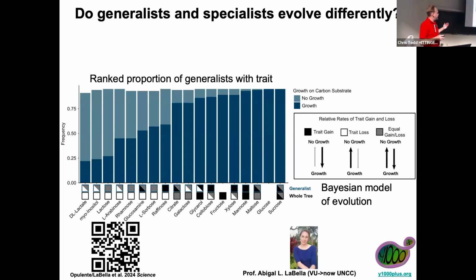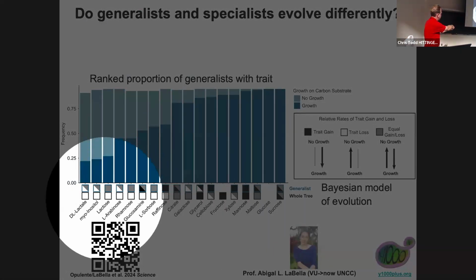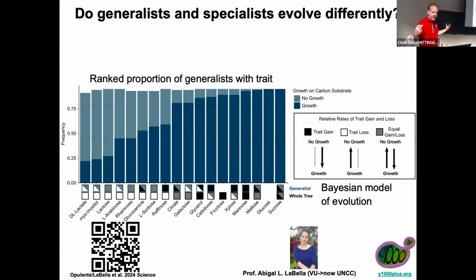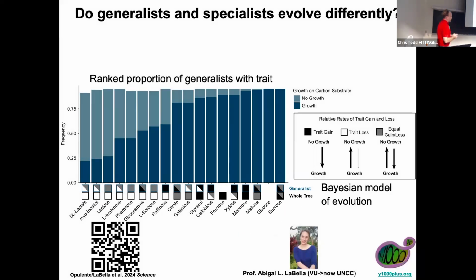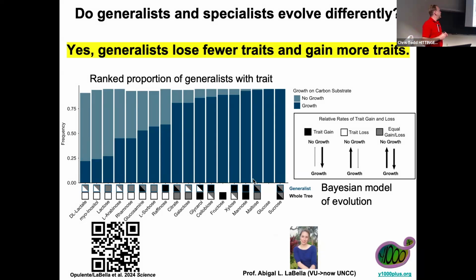And what we see here is that in the rest of the tree, we see a lot of loss. That's the white there. I've already told you about that from an earlier data set and a different analysis, but it's good to see it come back here. But in generalists, we're seeing that there's not that widespread pattern of pervasive loss. And indeed, we're actually seeing some traits in black that tend to be gained, such as xylose and cellobiose metabolism. So yes, there is a difference. Generalists are losing fewer traits and they're gaining more traits.